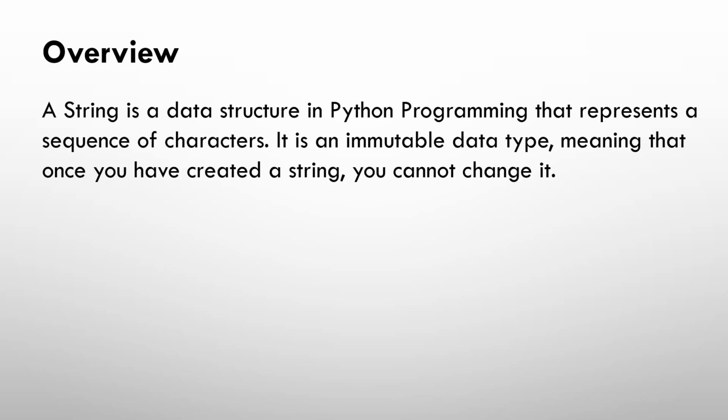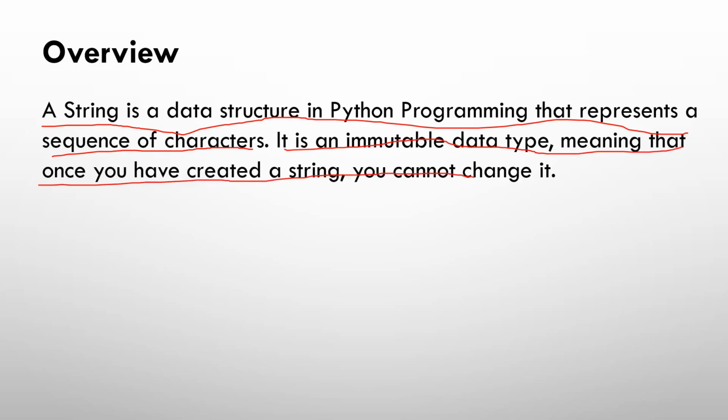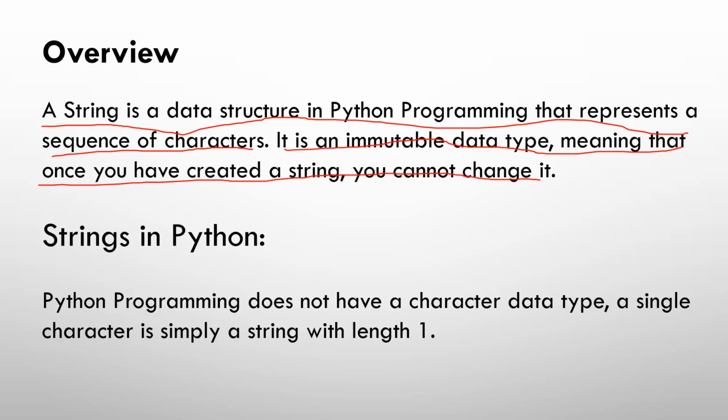So a string is a data structure in Python programming that represents a sequence of characters. It is an immutable data type, meaning that once you have created a string, you cannot change it. So Python programming does not have a character data type. A single character is simply a string with length 1.